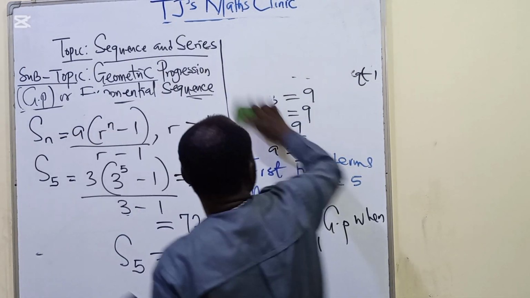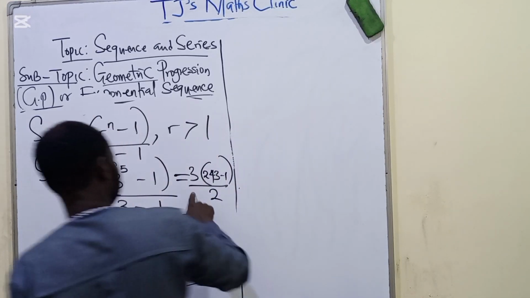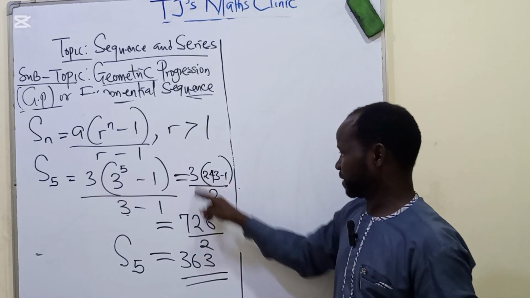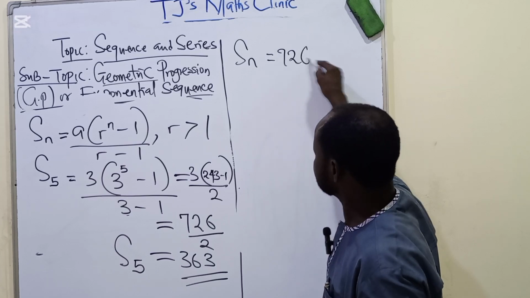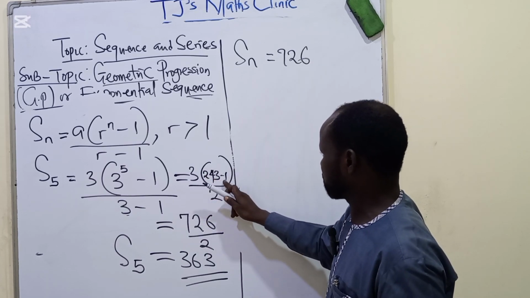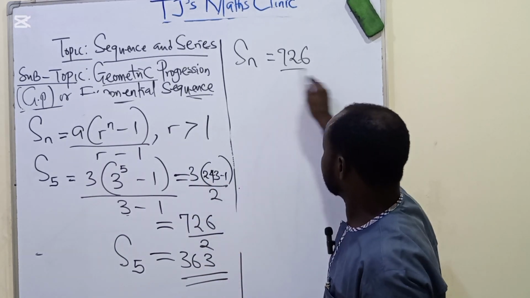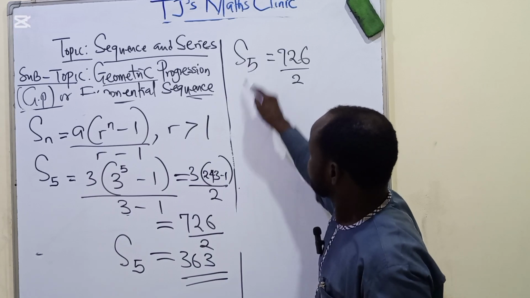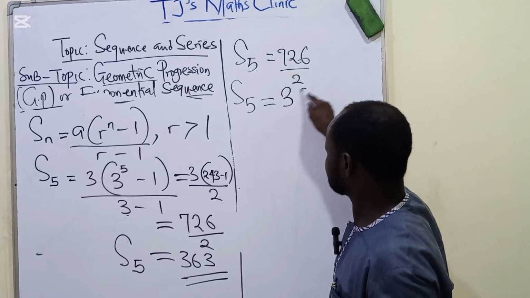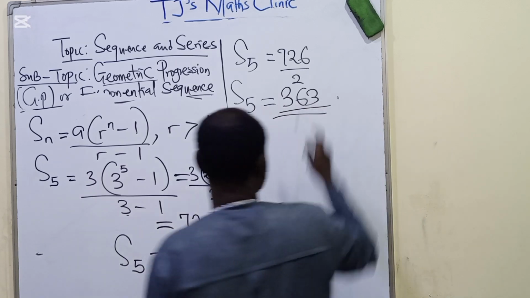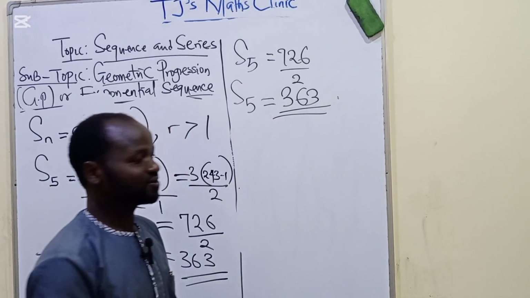Let me take it up here so that we can see it clearly. As I said, from here, we can say 243 minus 1 multiplied by 3. We'll get the sum equal to 726, because 243 minus 1 is 242, times 3. That will be 726 divided by 2. The sum of the first 5 terms will be 726 divided by 2. That will be 363. So this will be the sum. I decided to take it up here so that we can see it clearly. So this is the solution to this question.